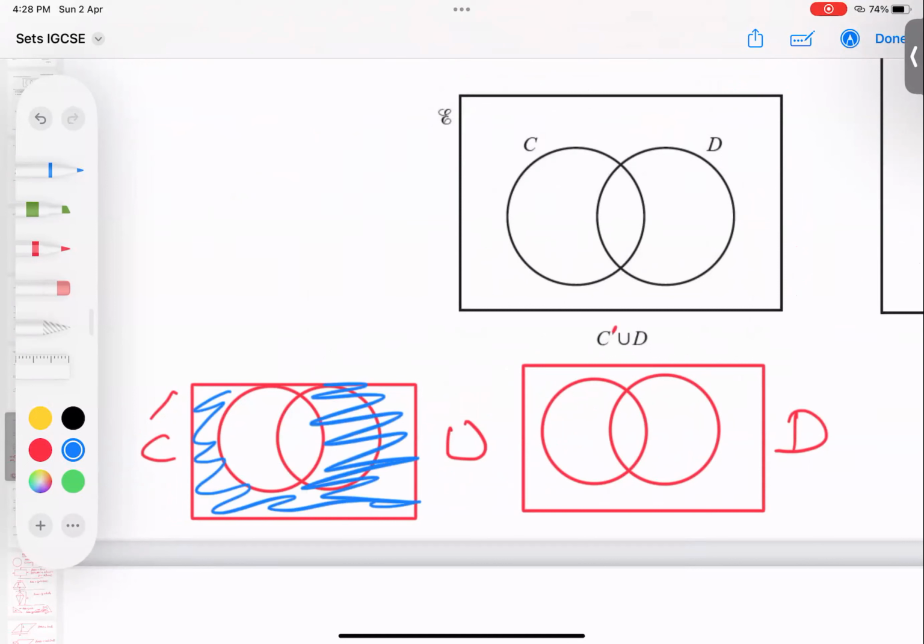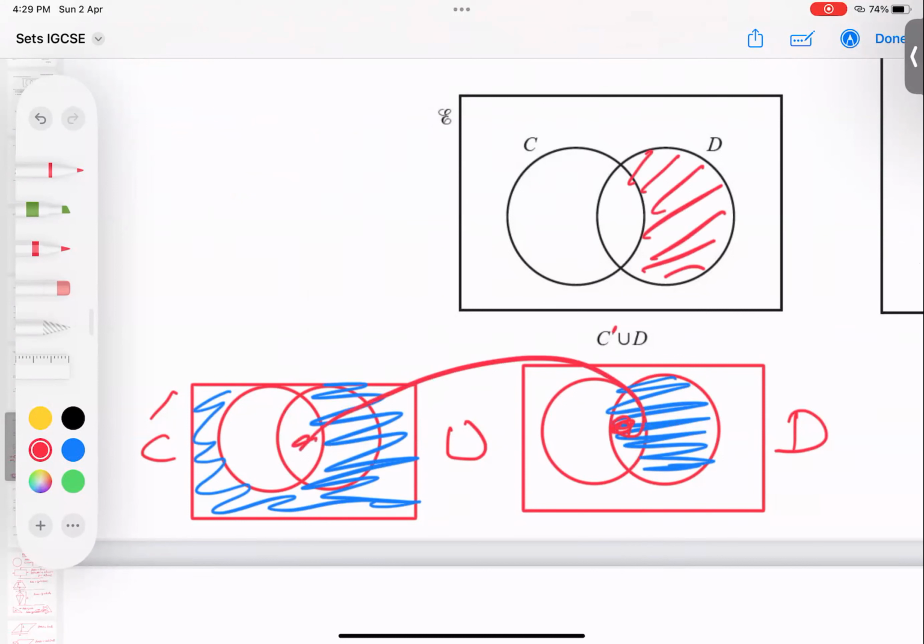And what is D? D means circle of T shading. And what does U stand for? Union: common and uncommon elements. So the common part is this, so I'm going to shade it on the top. And the uncommon part is this part. One point is shaded, one is not.